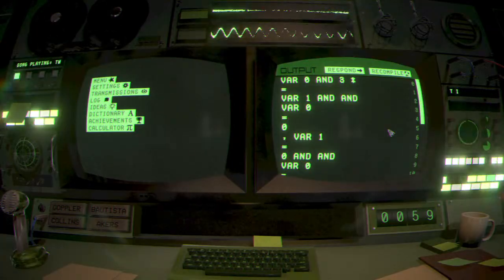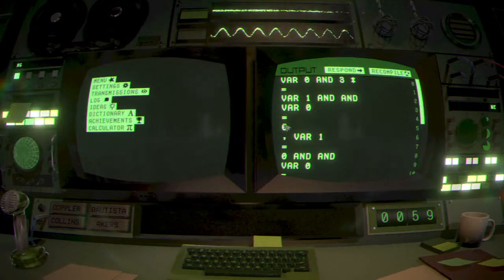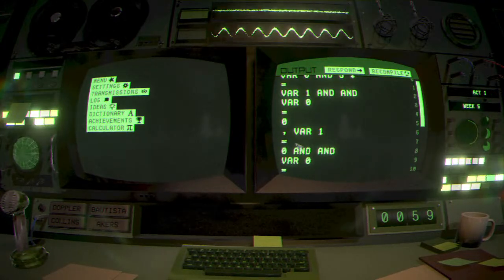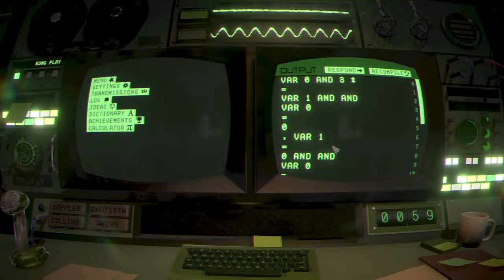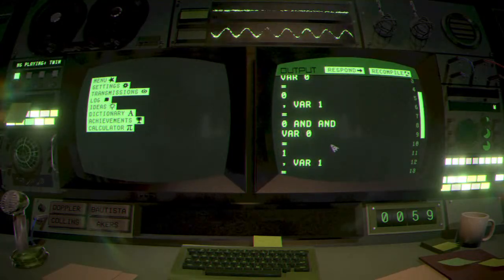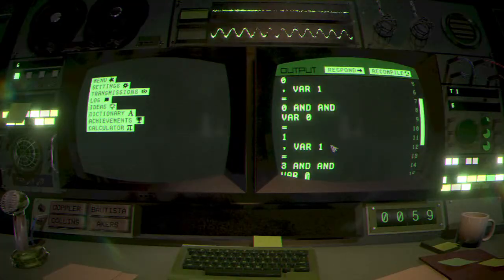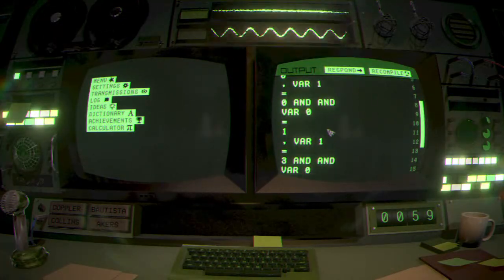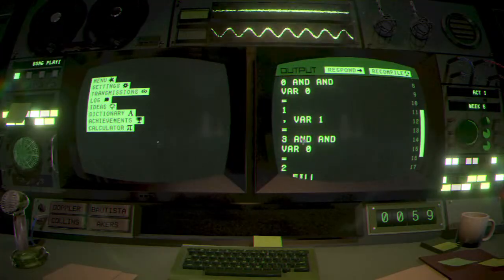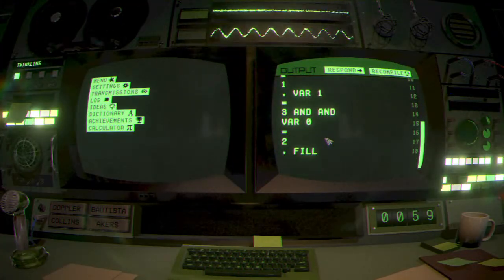Variable 0 and 3 multiplied together is equal to variable 1. Variable 0 equals 0. Variable 1 equals 0. Variable 0 equals 1. So they're redefining it. Variable 1 equals 3. Variable 0 equals 2.